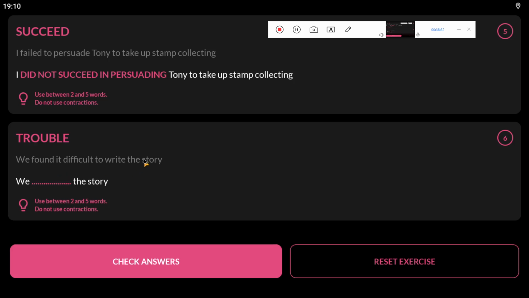And finally, the last one, travel. So we found it difficult to write a story. So it seems that what? We had trouble. Yes, we have trouble. But doing what? Here you have two possible options. Writing, so we have trouble writing, or maybe we have trouble in writing. Okay, that is up to you. Any of those are correct. Personally, I could say this one: I had trouble writing the story.